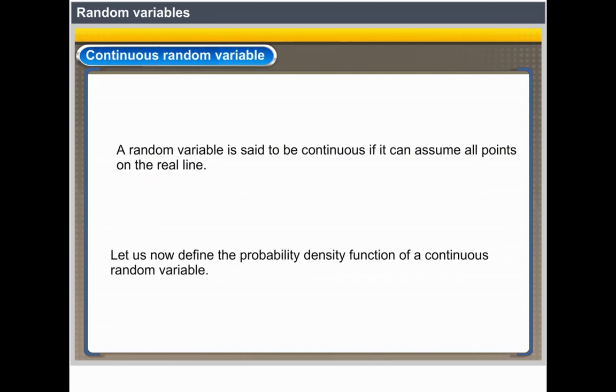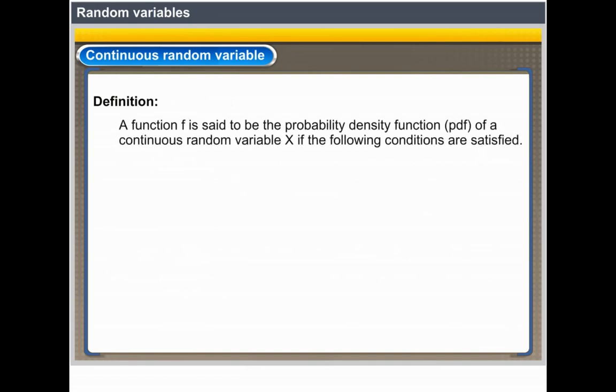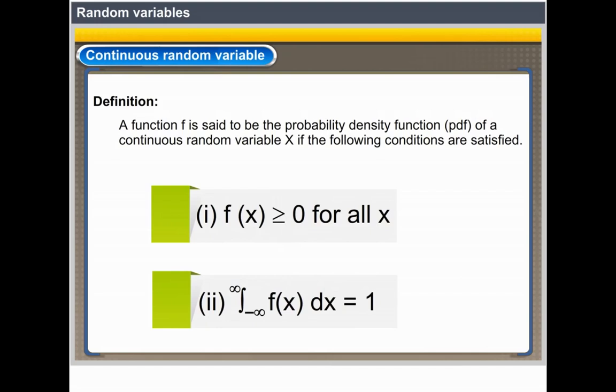Let us now define the probability density function of a continuous random variable. Definition: a function f is said to be the probability density function (PDF) of a continuous random variable X if the following conditions are satisfied. Subdivision 1, f of x greater than or equal to 0 for all x. Subdivision 2, integral from minus infinity to infinity of f of x dx equal to 1.